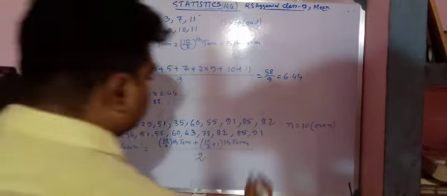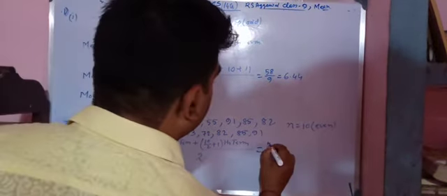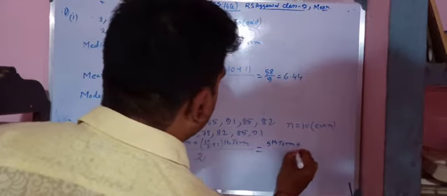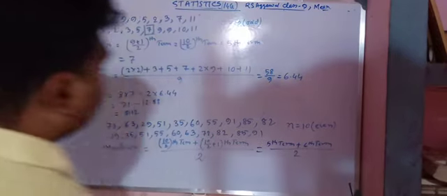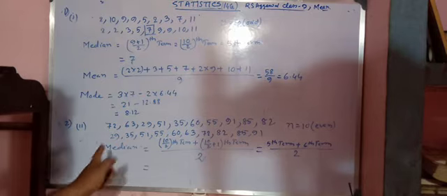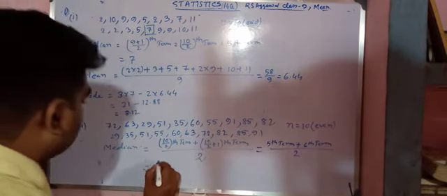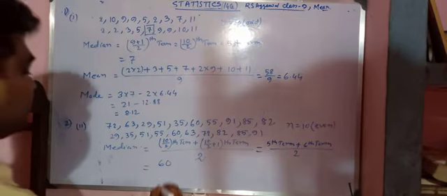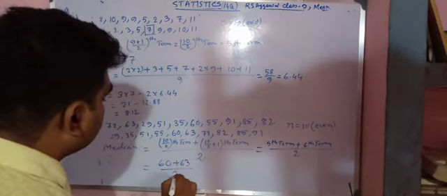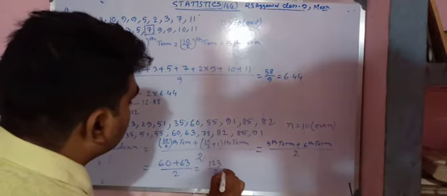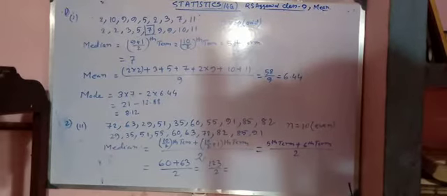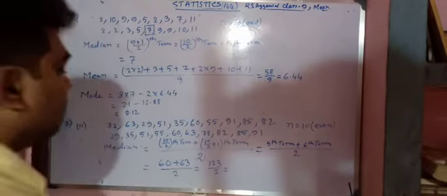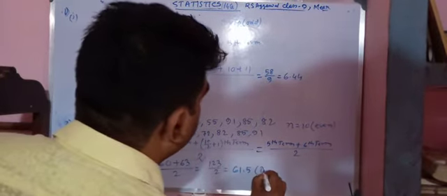So here this is the 5th term plus the 6th term by 2. That means the 5th term, here 1, 2, 3, 4, 5, is 60, and the 6th term is 63. That is 123 by 2. So that is my required median, that means 61.5. 61.5 is my answer.